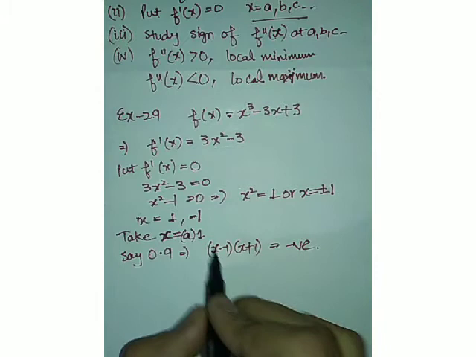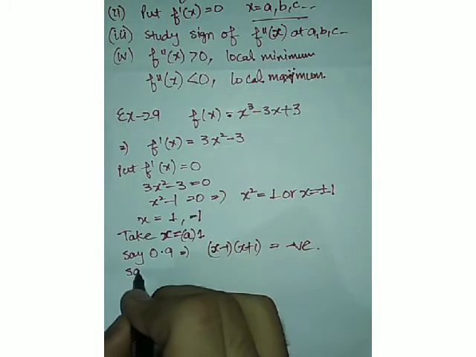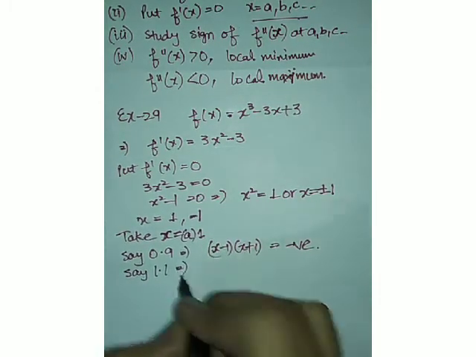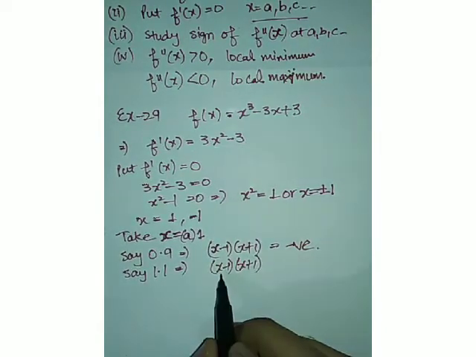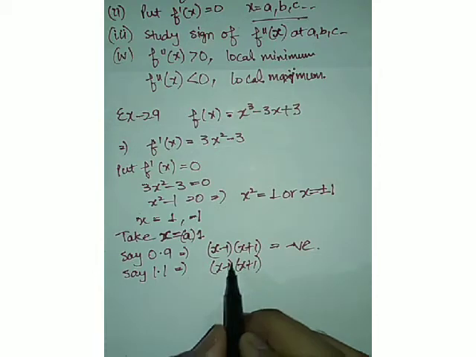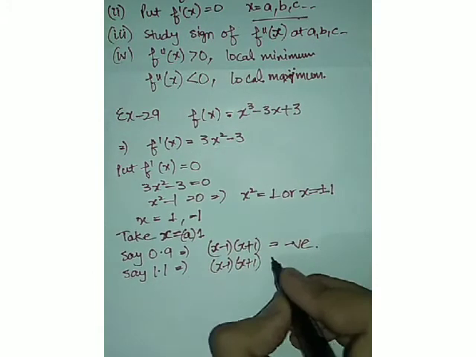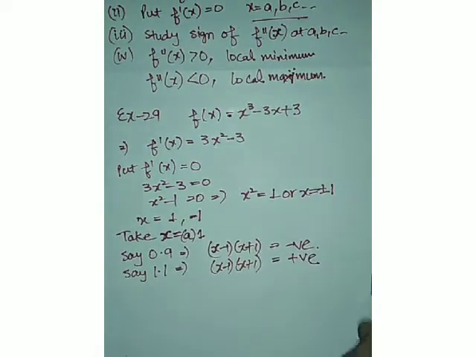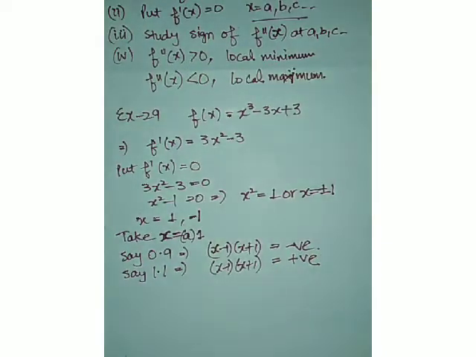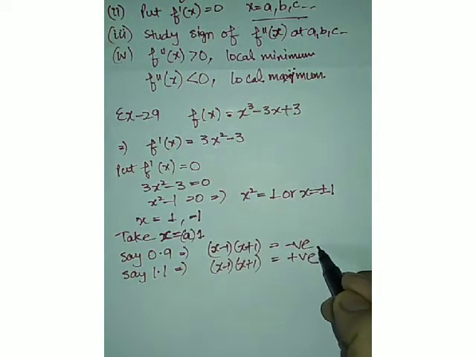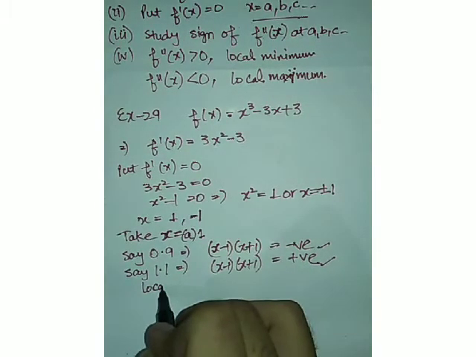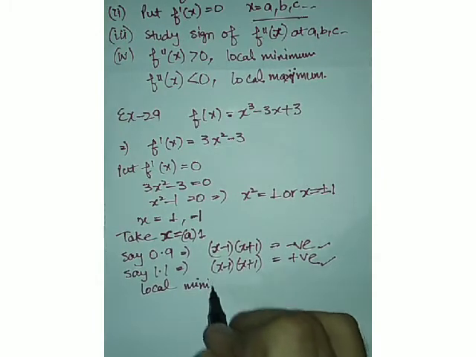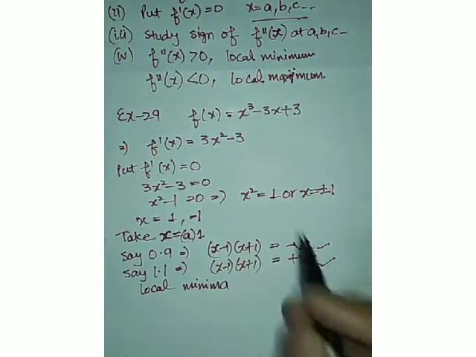Clear? Now take a value slightly more than 1, say 1.1, only slightly. Then again our f'(x) is this. So it is greater than 1 now, so it will give us a positive sign, and this will also give us a positive sign. So the sign is changing from negative to positive, and when it changes from negative to positive, it's a point of local minima. Clear? As we have discussed in the first derivative test.